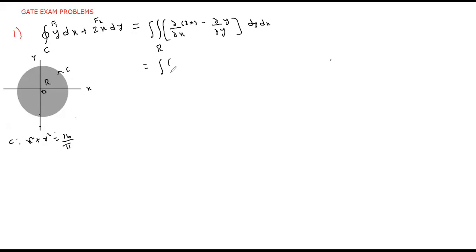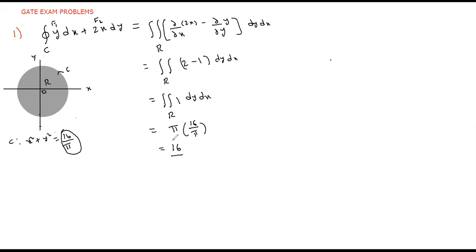So what is this? Double integral of 2 minus dou y by dou y, which is 1, dy dx over the region R. So this is the double integral over R of 1 dy dx, and we know the double integral of 1 gives the area of the region. Because this is a circular region, we know the formula for the area, that is pi r square. What is r square here? 16 by pi. So the answer is going to be 16. Do you agree? So no need to evaluate the integral, because the double integral of 1 gives the area. You can directly get the answer.